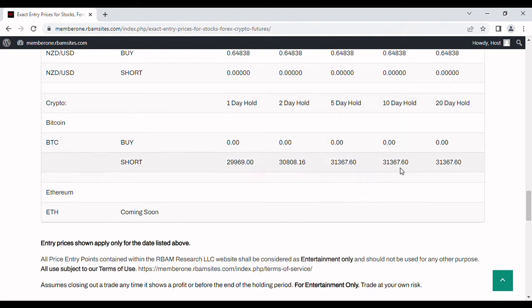Same thing for the 20-day. Basically what happens here, the further you go out and are willing to hold, you get a slightly higher win rate and you get a slightly higher average profit. But keep in mind, even on a 20-day hold, if you got in at 31,367, you may close it out the same day at a profit. You may close it out in 2 days, 5 days, or you may close it out at a loss at the end of 20 days. But that's just the way this system works.